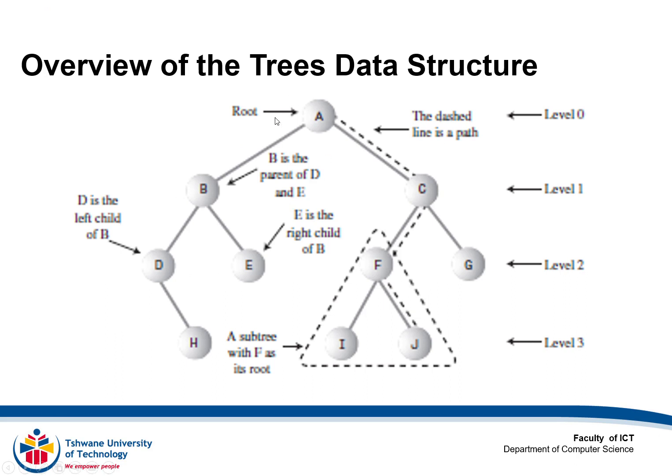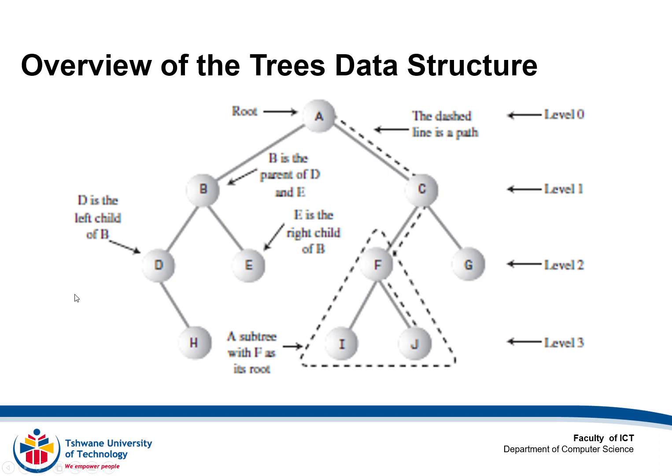But if you consider A, everything on its left can be considered its left subtree, and everything on its right can be considered its right subtree. In the same way, this F, I, and J can be considered a subtree, the same way that C, F, I, J, and G can be considered a subtree.